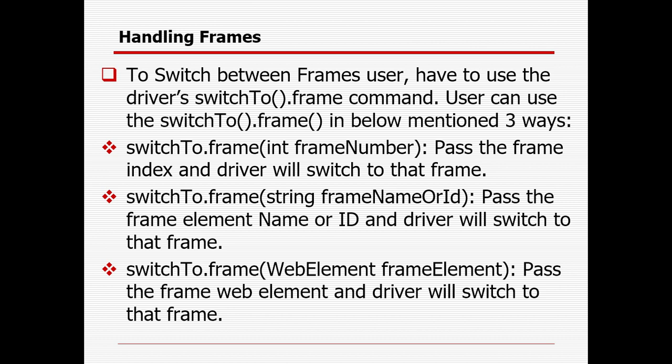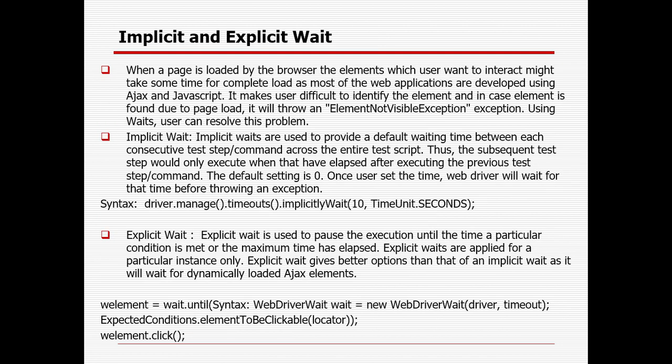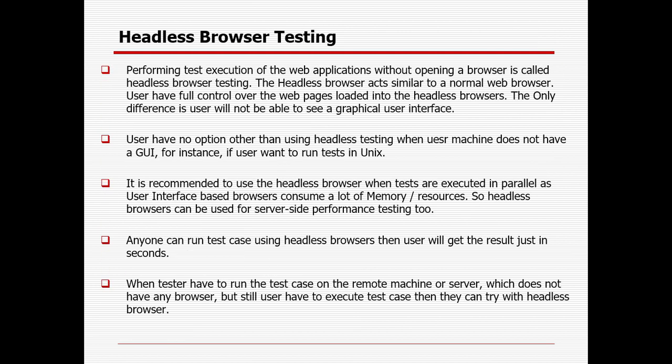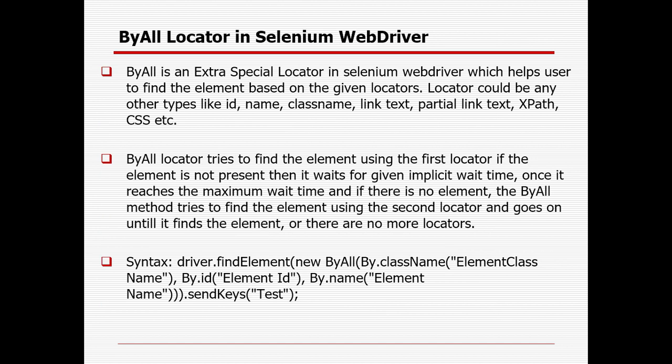You can capture the screenshot, a 3-step process, right? I already mentioned, you can use implicit wait in case you want to apply it at the actions level. If you want to go with a specific condition level, you can go with the explicit wait, right? You can do headless browser testing with the help of HTMLUnitDriver or the Chrome browser. It will not open the browser, but you execute it fast and you are able to see the result, right? And the ByAll locator technique, through which, instead of one element locator, you can give multiple element locators. So in case something is failing, it will try the other options as well. Then it will work accordingly.